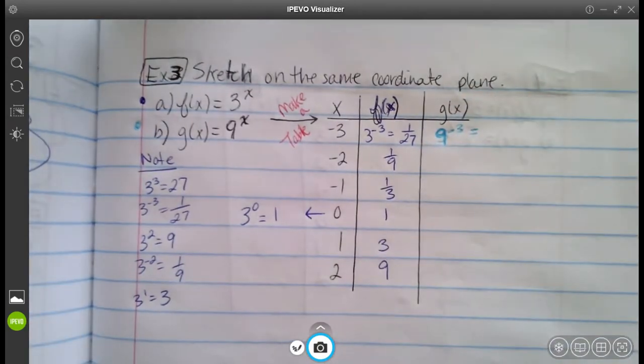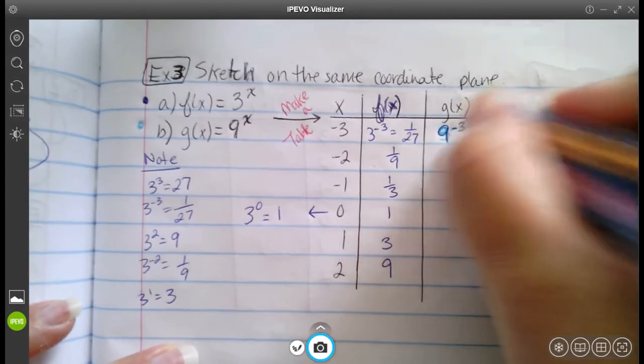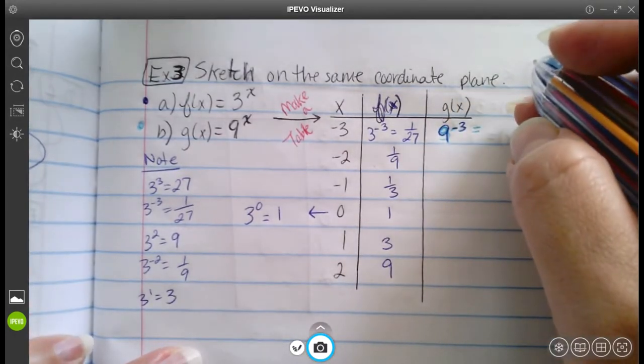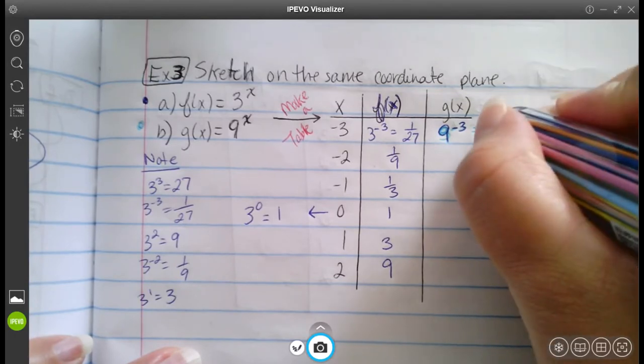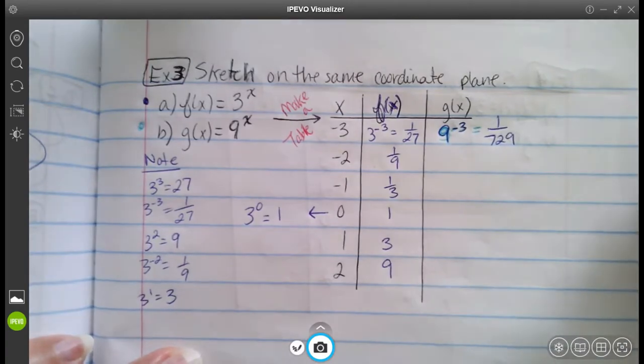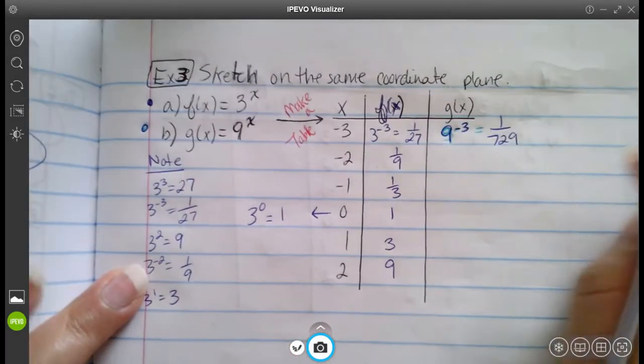So actually, this is probably not a great color. Let me just make it a dark blue. So 9 to the power of -3. 9 times 9 is 81. 81 times 9 is 729. So we're going to flip it. So 1 over 729. They kind of look the same color. Sorry about that. But you get the idea.